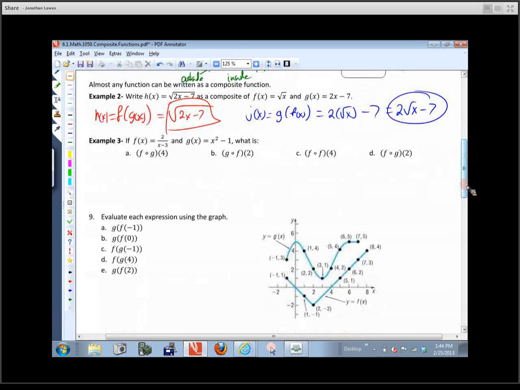Okay, raise your hand if you've seen composite functions before. Excellent. Let's keep going then, because it's going to get a little bit more interesting.